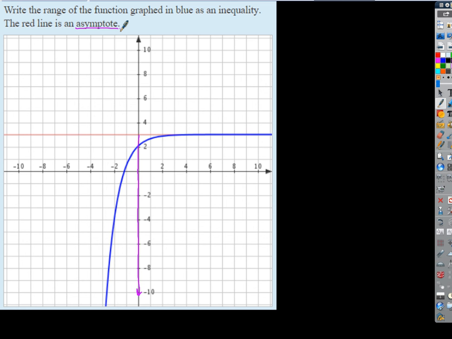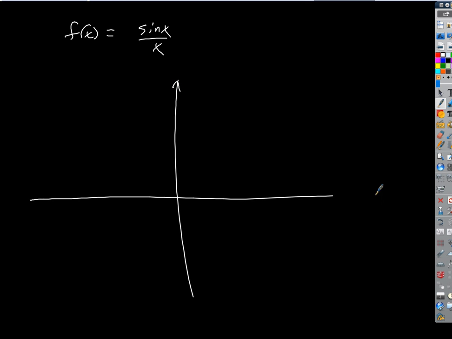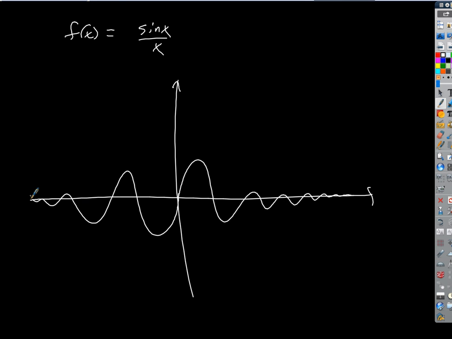We could do a function like, for example, maybe something like sine x over x. What that would look like on the xy plane, it would just kind of look like this. So what's the asymptote there? That's a weird one. It does cross it an infinite number of times, but what is the function?